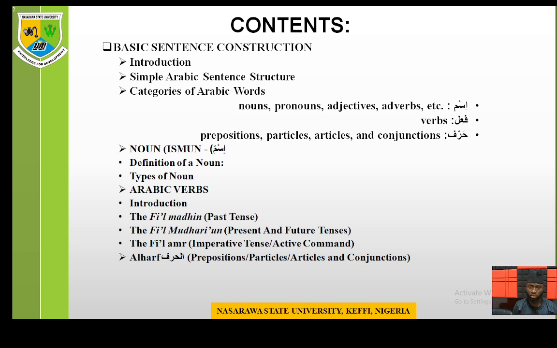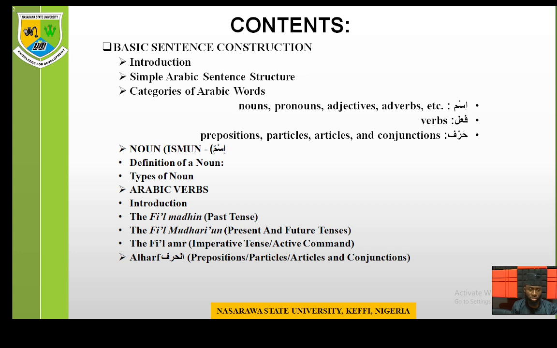which consists of introductions and then simple Arabic sentence structure, categories of Arabic words, which is ismun, fi'lun, harfun, and under ismun we have nouns, pronouns, adjectives, adverbs, etc. And then fi'l is what we call verbs in English. And then harfun consists of the following: prepositions, particles, articles, and conjunctions.